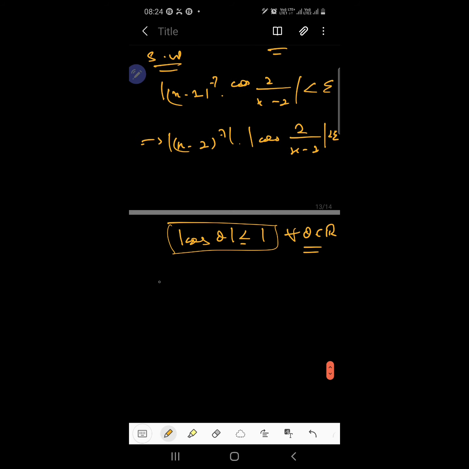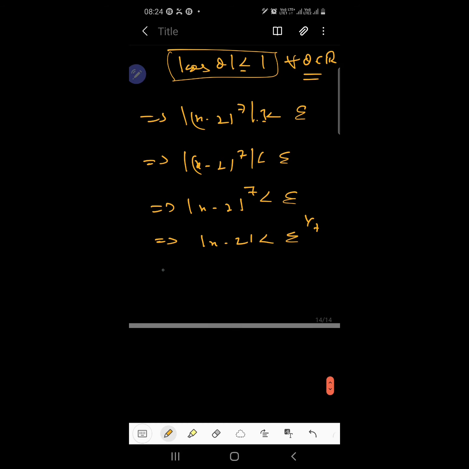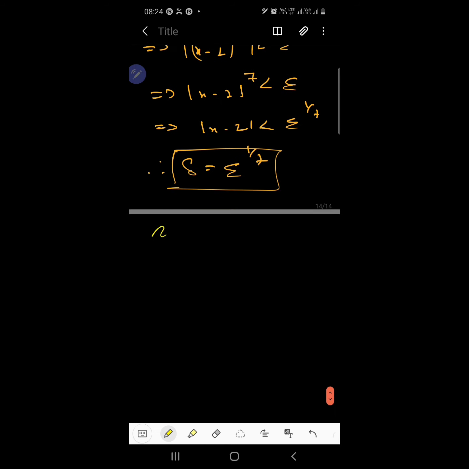Okay, so from here this implies that |x − 2|^7 is less than ε times 1, which is less than ε. From here we find that |x − 2|^7 < ε. That is |x − 2| < ε^(1/7), and therefore we can take δ equal to ε^(1/7), and then we are done with our problem. Okay, so now let's move on to the proof.